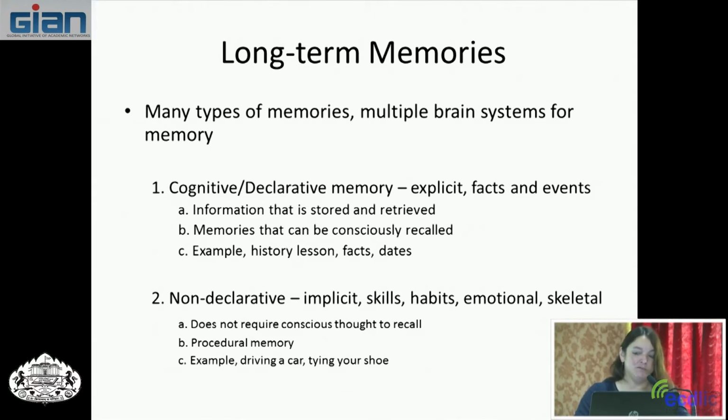So declarative memory is explicit facts and events. So this is information that is stored and retrieved, memories that can be consciously recalled. For example, history lessons, facts, dates. So if you're memorizing information for an exam, you may be using this declarative memory. Hopefully, if you have to memorize a list of facts, then you have them in your long-term memory.